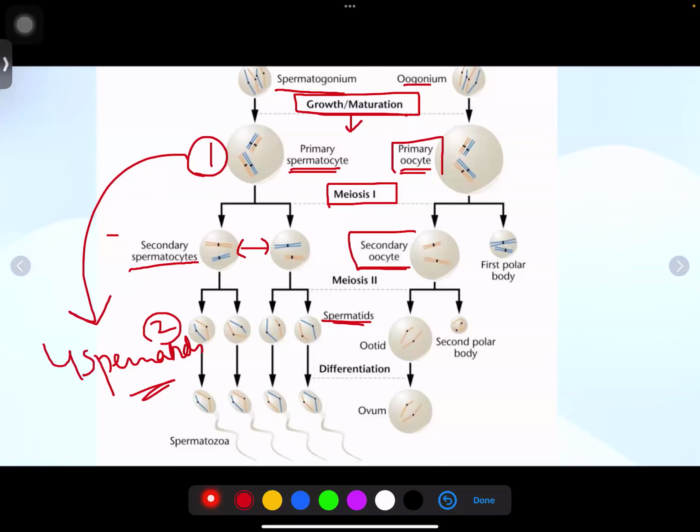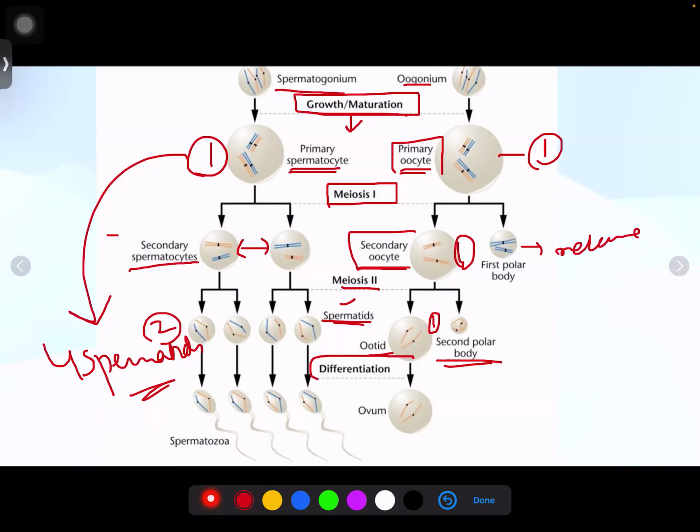But in female, if there is one primary oocyte, then only one secondary oocyte is formed, and one polar body. The polar body is removed, it is released. So the first polar body is removed, then there is another meiosis 2, then one spermatid-like cell, which we call the oocyte, and the second polar body is generated. And then the spermatids and oocytes differentiate into the final germ cells, that is spermatozoa and the ovum. Okay.